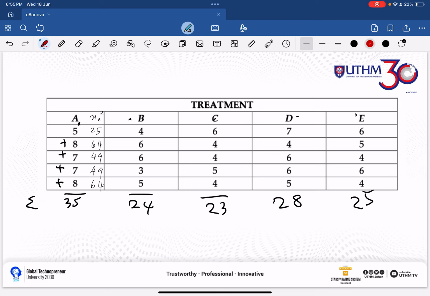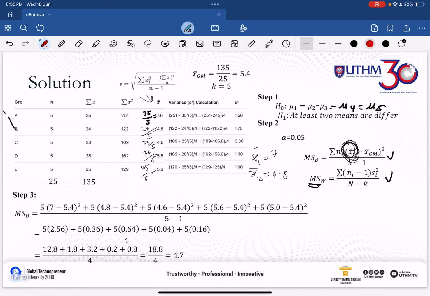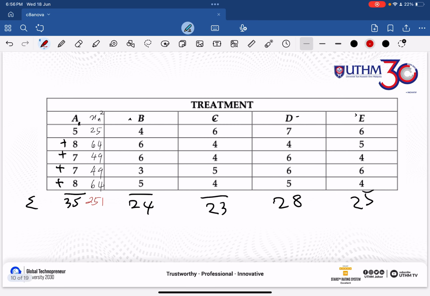Okay, so this is how you get the first notation here, for every group. So I represent group number A, B, C, D, and E. So second, let me show you another one. This is, let's say we square the x. 4 squared is 16, 6 squared is 36, 6 squared is 36, 3 squared is 9, 5 squared is 25. And then you get the value here, which is 122.